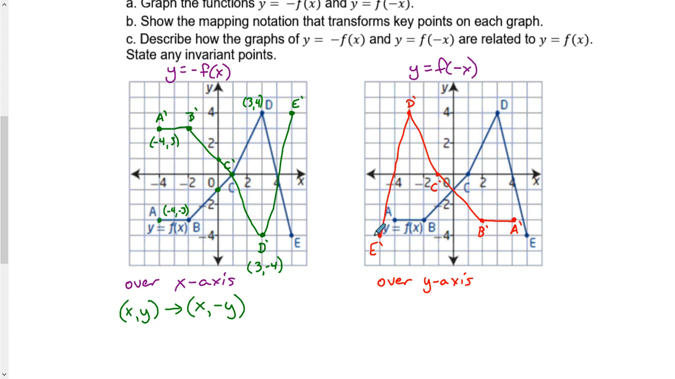So if we talk about the points, let's look at the point E here. Well, it's the point (5, -4). When it reflected over the y-axis, it becomes (-5, -4). We notice that the only thing that's changed is the x's have become negative. So for mapping notation, (x, y) just becomes (-x, y).